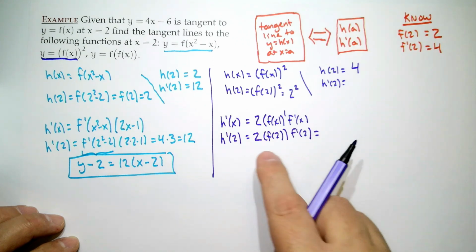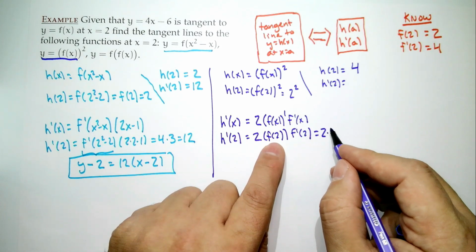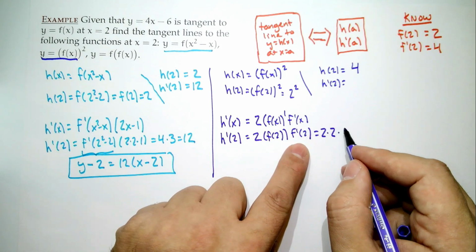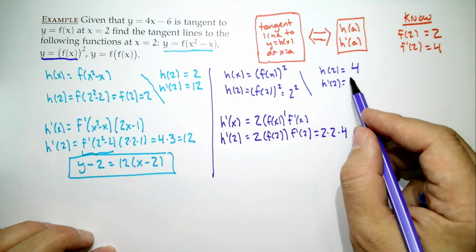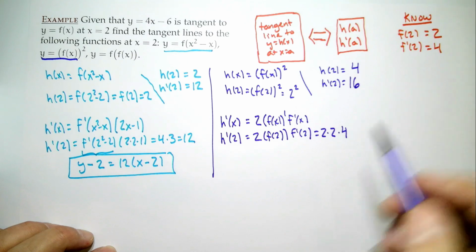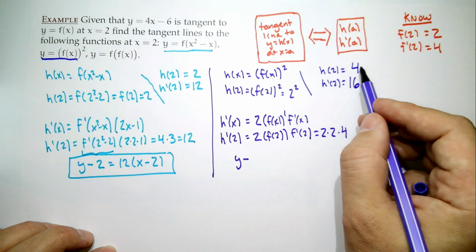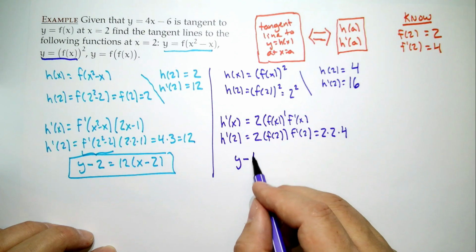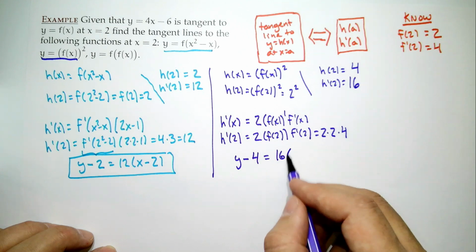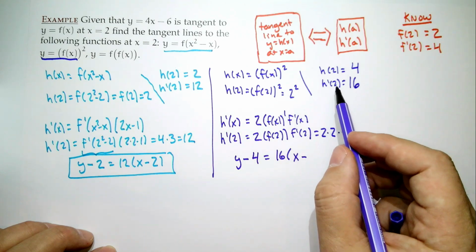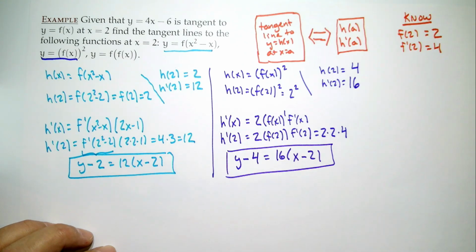Well, 2, f of 2 is 2, f prime of 2 is 4, which leaves us with a grand total of 16. So again, y minus our y-coordinate, which is 4, is equal to our slope, 16, times x minus our x-coordinate, which is the 2. All right. One to go.